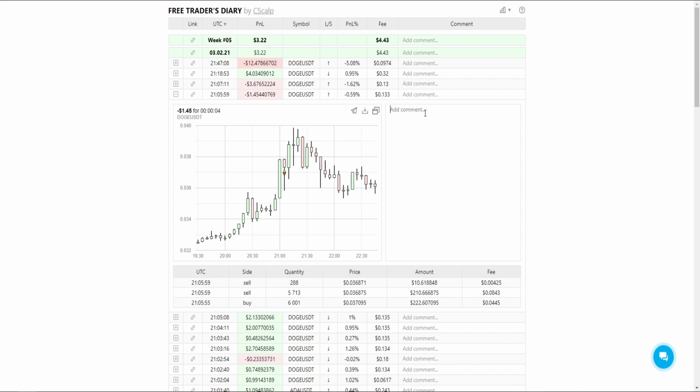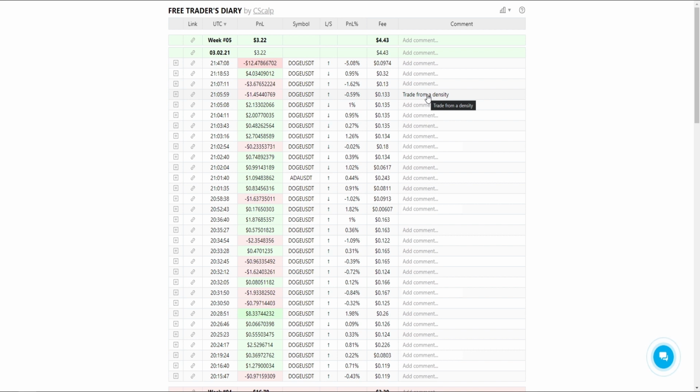For example, let's add a comment here, like we trade from a density. So as you can see here, the comment is saved.